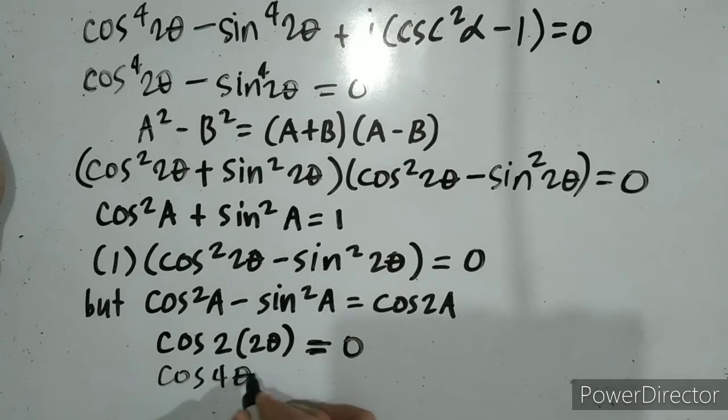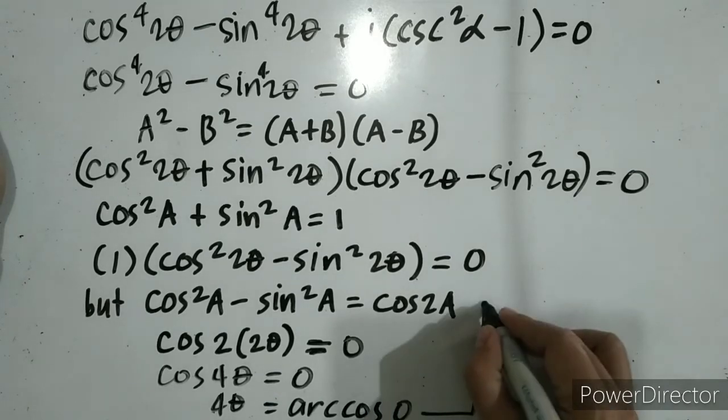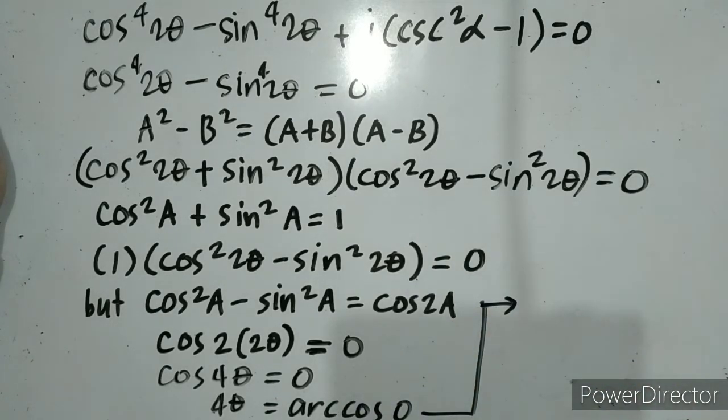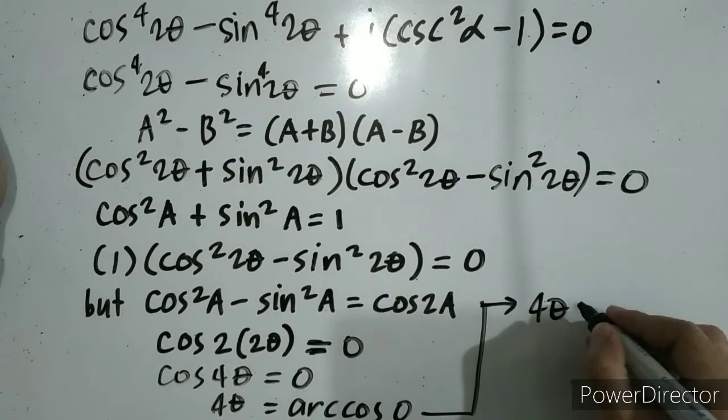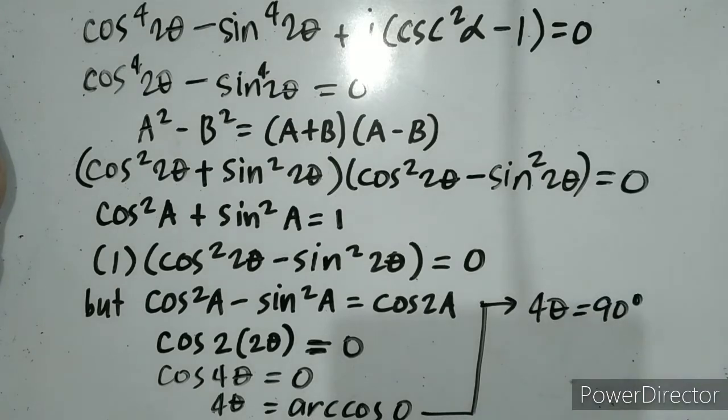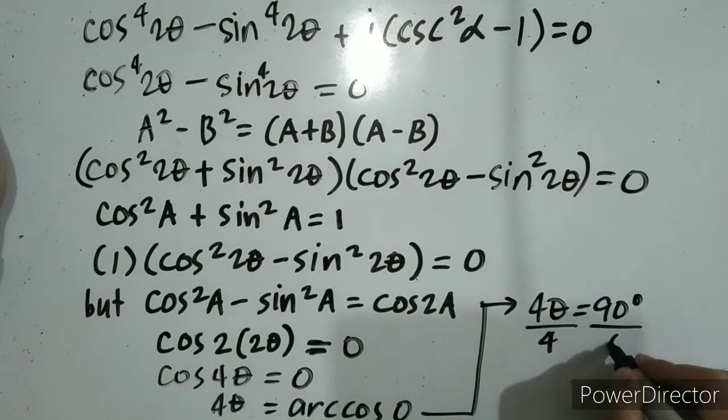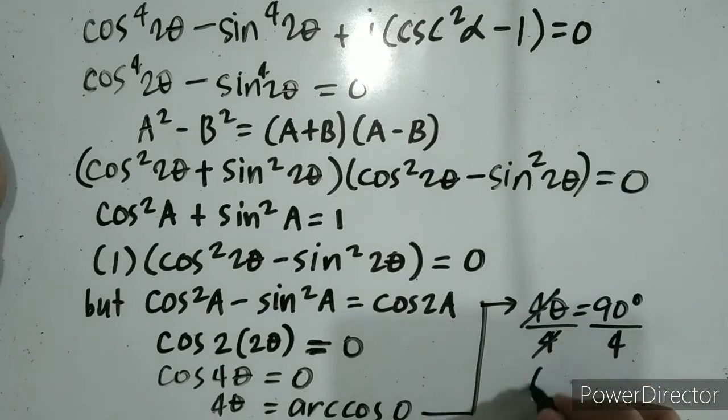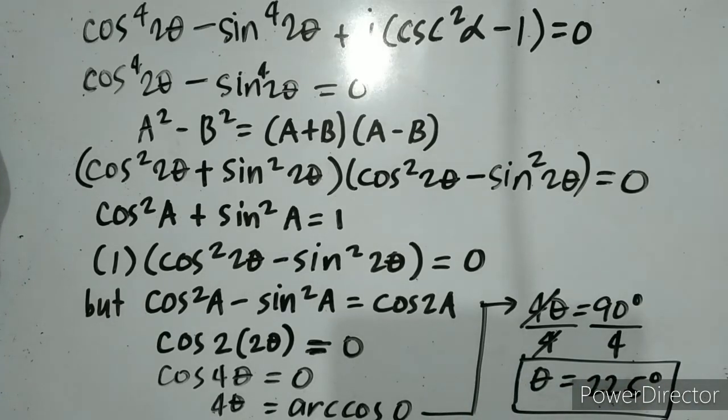Cosine 4 theta therefore is equal to 0, and 4 theta is equal to arc cosine of 0. Again, arc cosine of 0 is equal to 90 degrees. So 4 theta is equal to 90 degrees. Dividing both sides by 4, theta now is equal to 22.5 degrees. So this is the value of our theta.